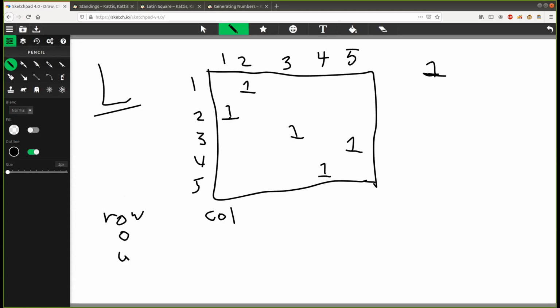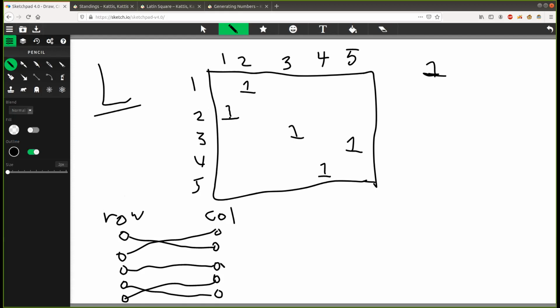So there are 5 rows and there are 5 columns. If the cell 1, 2 is occupied, that means these are matched. If 2, 1 is occupied, that means these are matched. This means 3 and 3, 4 and 5, and 5 and 4. So the set of positions for a fixed value is a perfect matching.